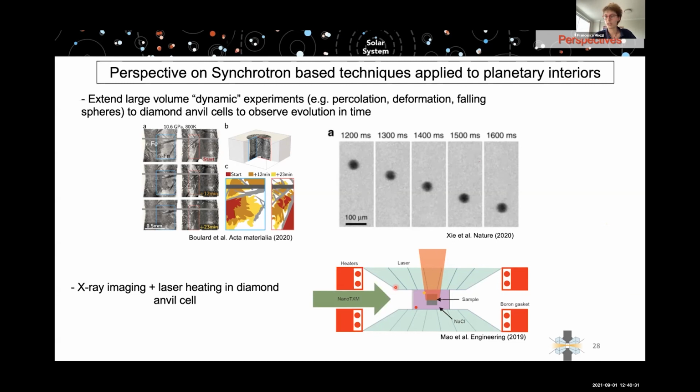We already have tomography in diamond anvil cell, but it's high pressure tomography, and we're missing the temperature component. And there was this paper from Wendy Mao suggesting that this is the next development for synchrotron techniques. And I hope that's where we will go, because once we can couple X-ray imaging and diamond anvil cell and laser heating, I think we can really do amazing things to understand planetary interiors.